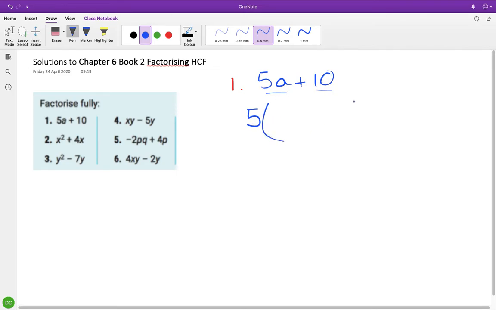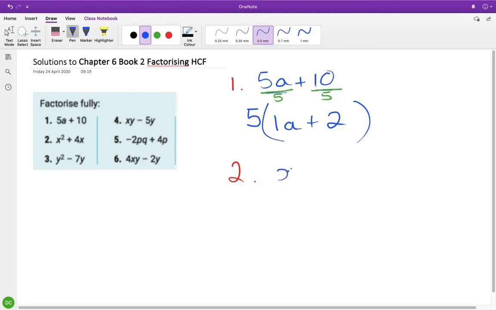So once I've decided what my highest common factor is, I open up my brackets, and then I'm going to divide this by the highest common factor, and I'm going to divide this by the highest common factor. So 5a divided by 5 is 1, and the a just remains. And then 10 divided by 5 is 2. That's the first one.